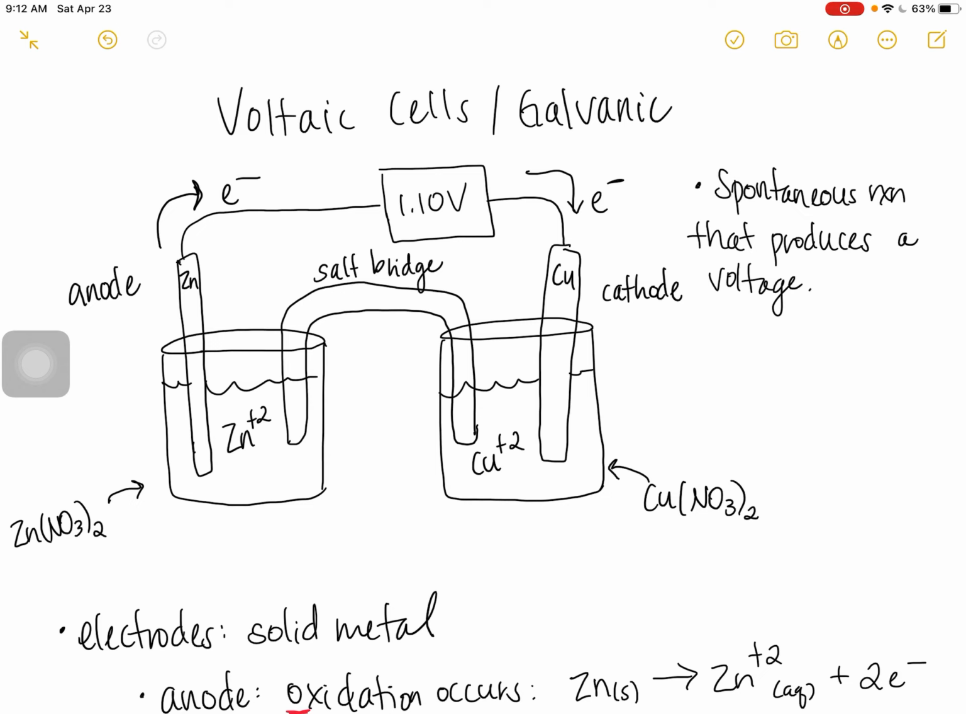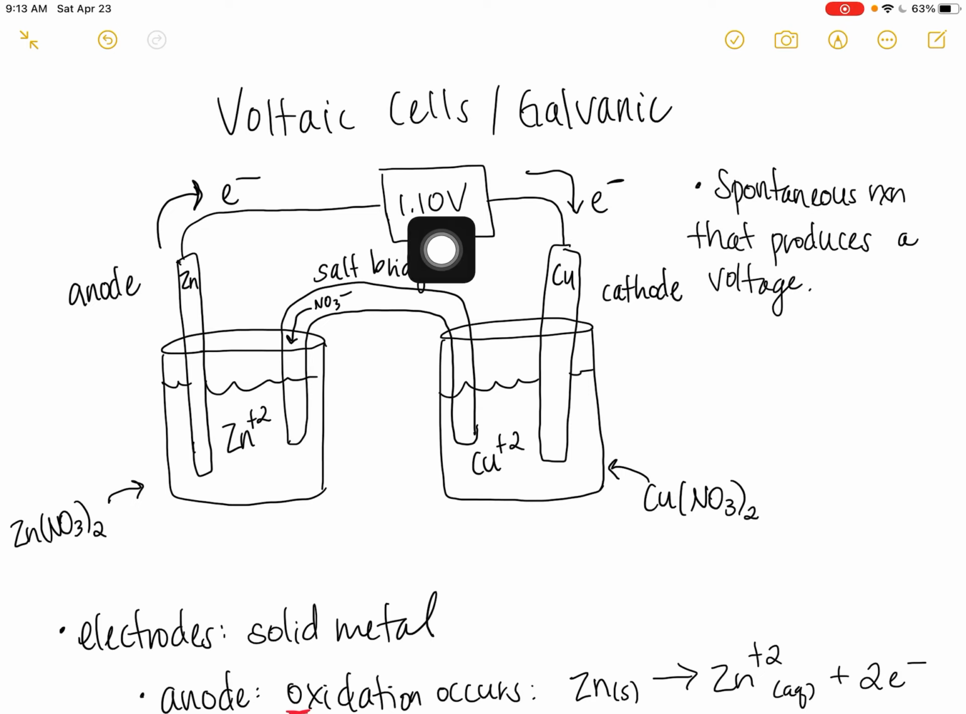And so we need these two solutions in both beakers to remain neutral, and that's the purpose of the salt bridge. So the salt bridge, again, think about it, I've got too much positive charge in this beaker, so I need the negative ion to flow into this beaker to maintain charge balance. So that's why your salt bridge shows you that it's the nitrate ion that's going to flow into the anode beaker to cancel out the positive charge.